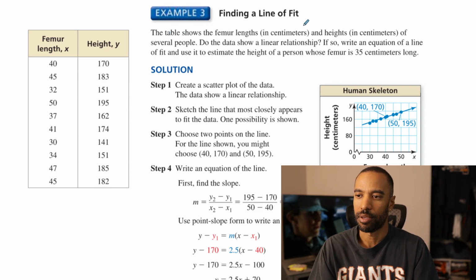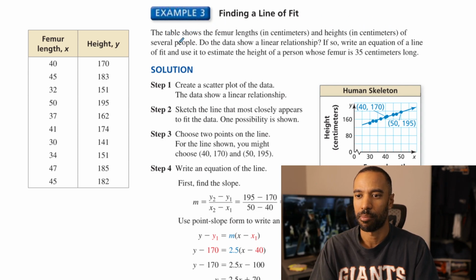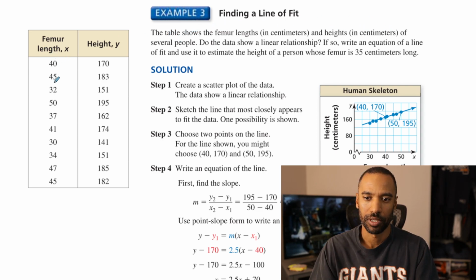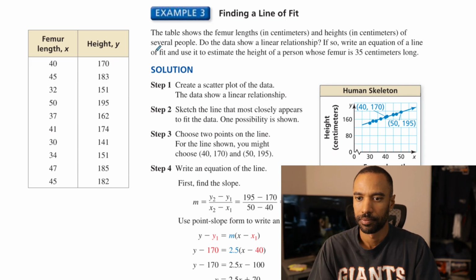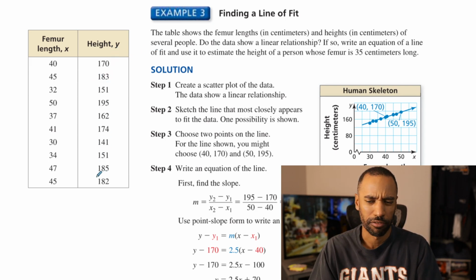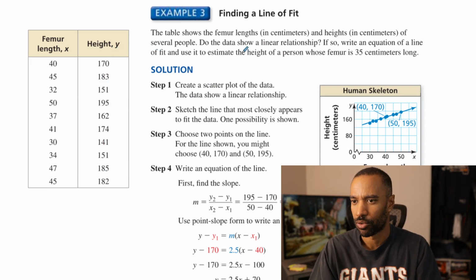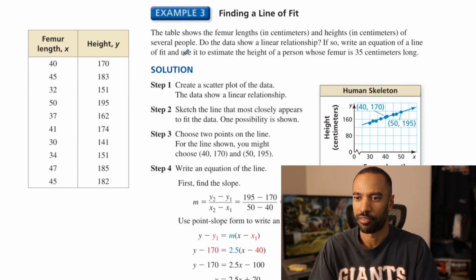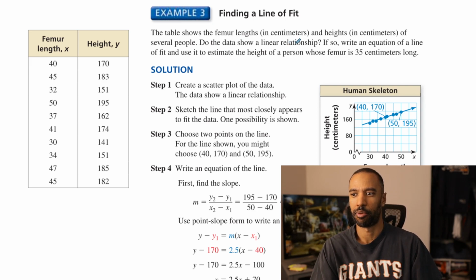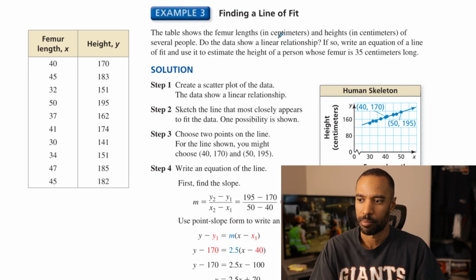The table shows the femur lengths in centimeters and heights in centimeters of several people. So here are the centimeters of people's femur lengths and their corresponding heights in centimeters. I don't know how centimeters work for measuring people. I'm an inches person, of course, or feet. Do the data show a linear relationship? If so, write an equation of a line of fit and use it to estimate the height of a person whose femur is 35 centimeters long.